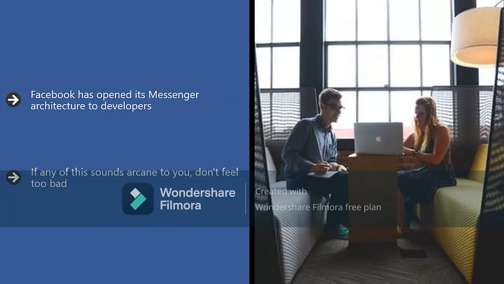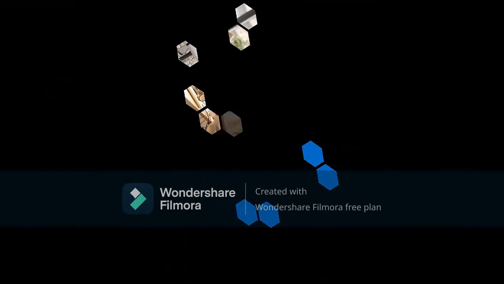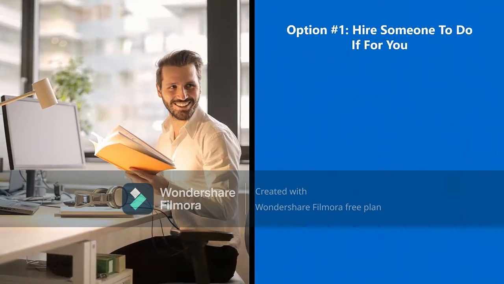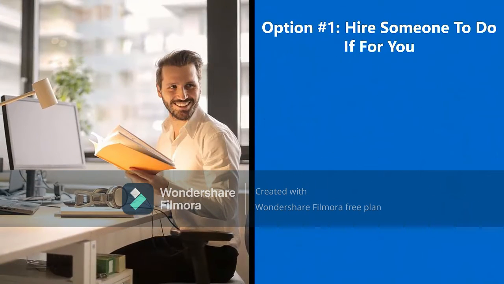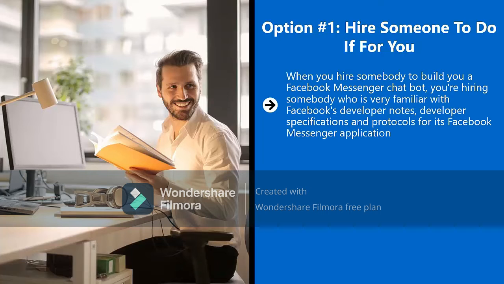At this stage, you really have 3 options when it comes to creating your own Facebook Messenger bot. Option number 1, hire someone to do it for you. When you hire somebody to build you a Facebook Messenger chatbot, you're hiring somebody who is very familiar with Facebook's developer notes, developer specifications, and protocols for its Facebook Messenger application. This is a person who has spent time figuring things out or who has probably come up with several chatbots in the past. The person definitely has the experience to do it quickly and efficiently.